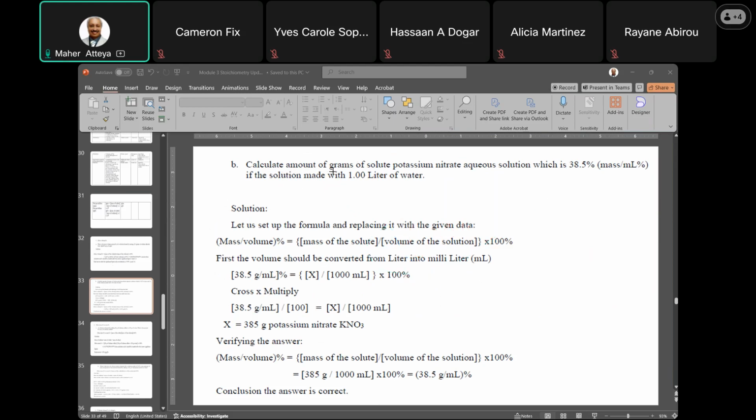So calculate the amount of grams. Amount of grams means what? That's the mass of the solute, correct? That's the mass of the solute. This is the mass of solute. So here it is. This is need to calculate the mass of the solute. Solute is potassium nitrate. Potassium nitrate. And the percentage is given to you, correct? And the volume of the whole solution, the volume is given to you.